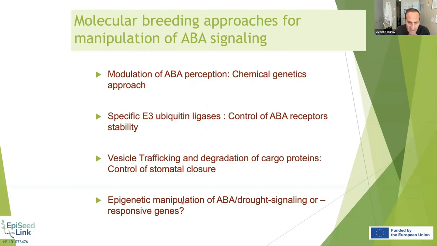And finally, this is the future in which you will participate. The idea is a step further: how to manipulate at the epigenetic level all this ABA or ABA-independent signaling pathway that underlies drought responses in plants, to improve drought tolerance at different stages of the plant, from seed germination and seedling establishment to the flowering stages and all reproductive stages.